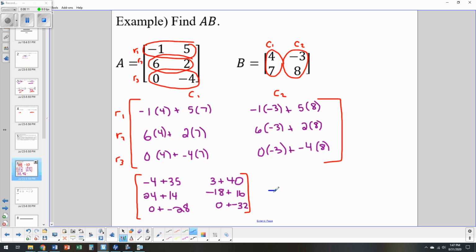So then our final answer is when we simplify these numbers. So -4 plus 35 is 31. We get 43. I know I'm going in a different order now. We get 38. We get -2, -28, and -32. And that is the product A times B.